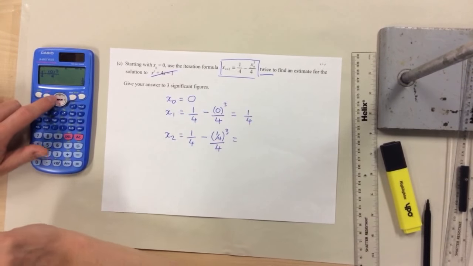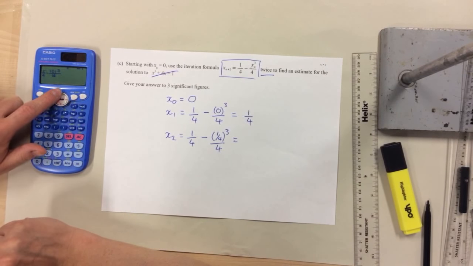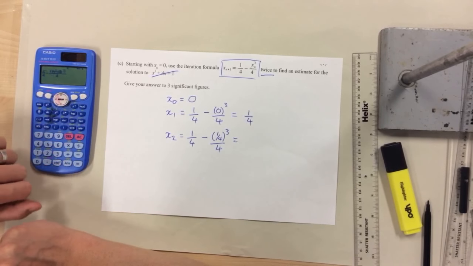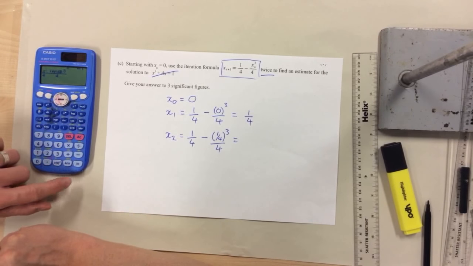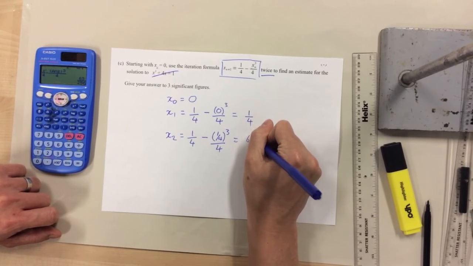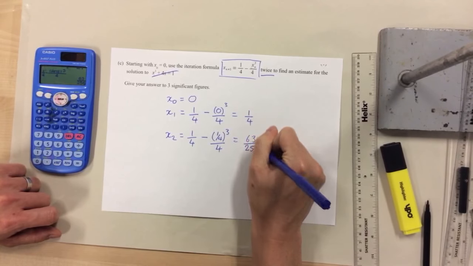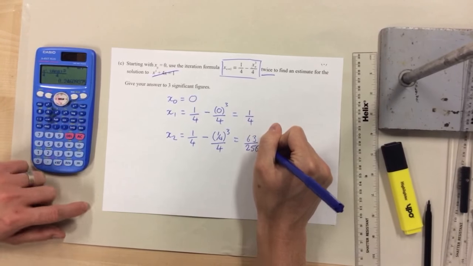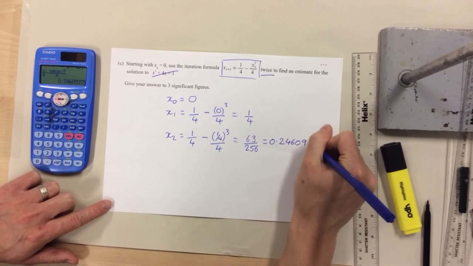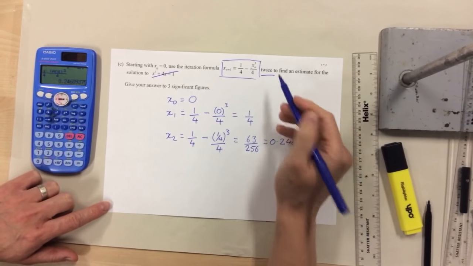Now to do that, my calculator is really, really handy. All I'm going to do is go back to where I put 0 there, delete that, and press that ANS button. That uses your last answer, so you don't even have to remember what it was. Press equals, and that will tell you that that is 663 over 256. For those of you that prefer decimals, it is 0.2460937.